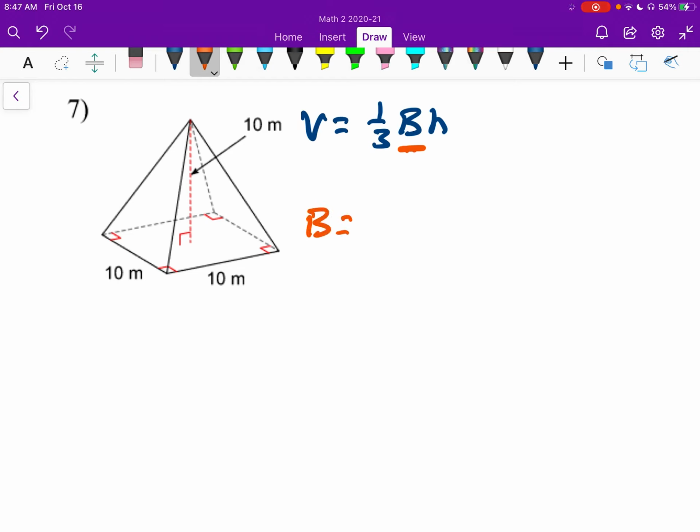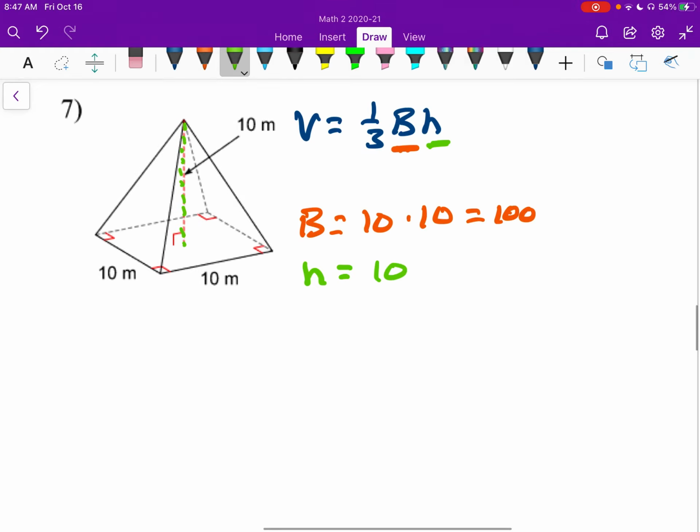The base is a square, so it's going to be 10 times 10, which is 100. Our height is going to be, what is our height? Our height is right here. It turns out that that's also 10. This one's kind of nice with the numbers they've got.